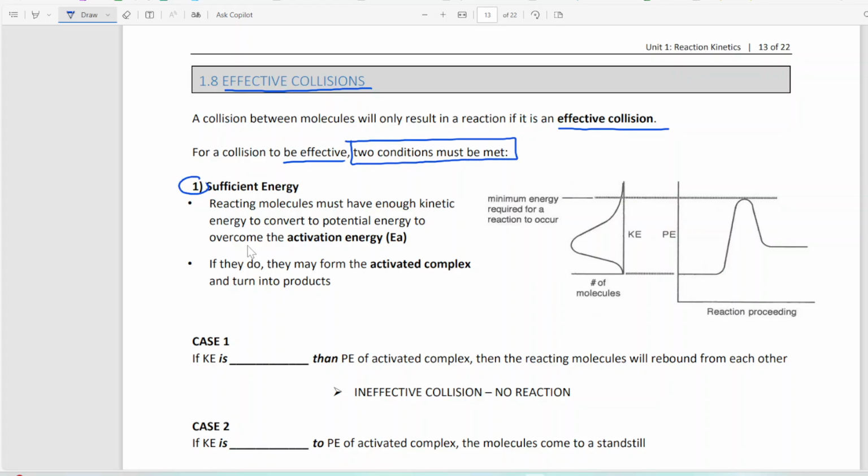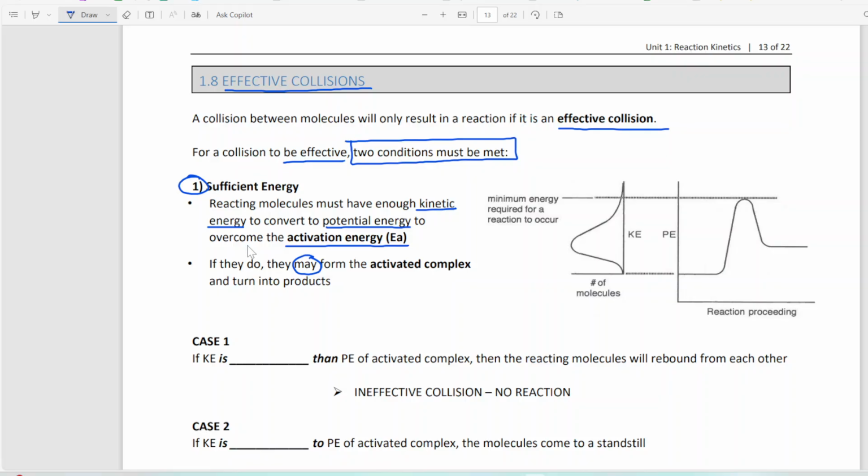Number one, we've now talked about a lot. There must be sufficient energy for a successful collision. What does that mean? The reacting molecules must have enough kinetic energy converted to potential energy to overcome the activation energy. If they do, they may form the activated complex and turn into products.